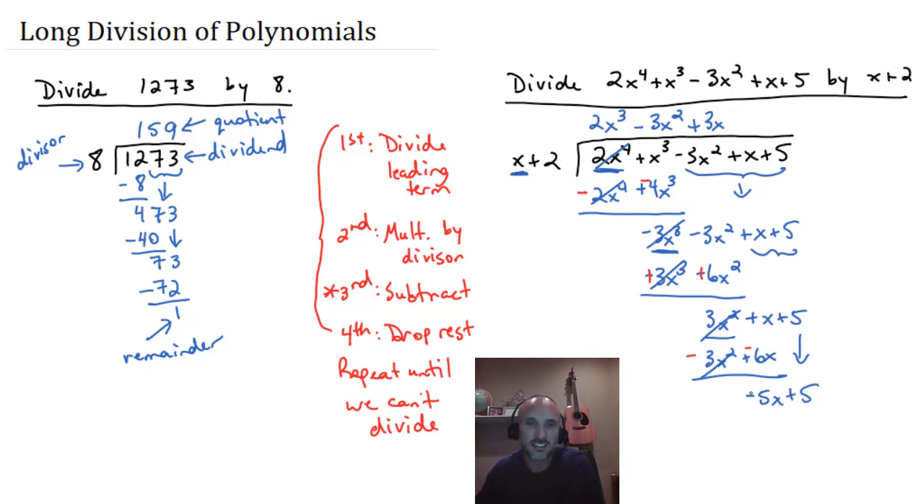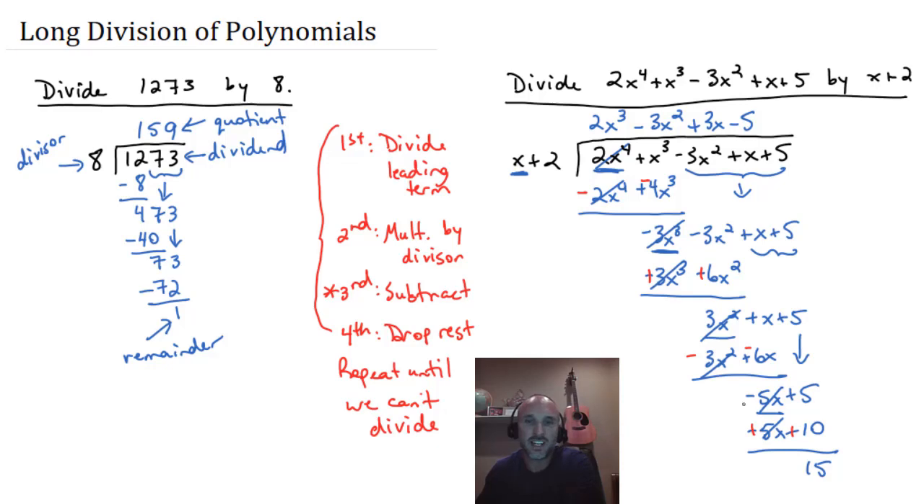Then I take my x and I divide it into my new leading term, negative 5x, which is just negative 5. Distribute: negative 5x minus 10. Subtract and distribute, changing both signs. The first terms cancel, and I'm left with 15.